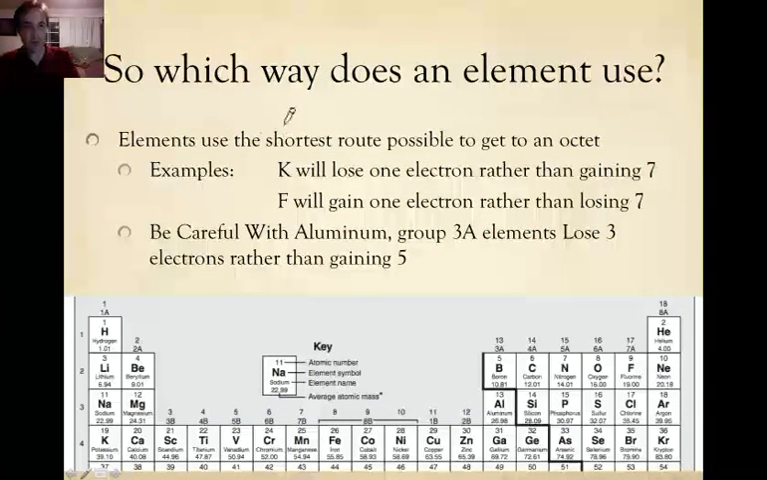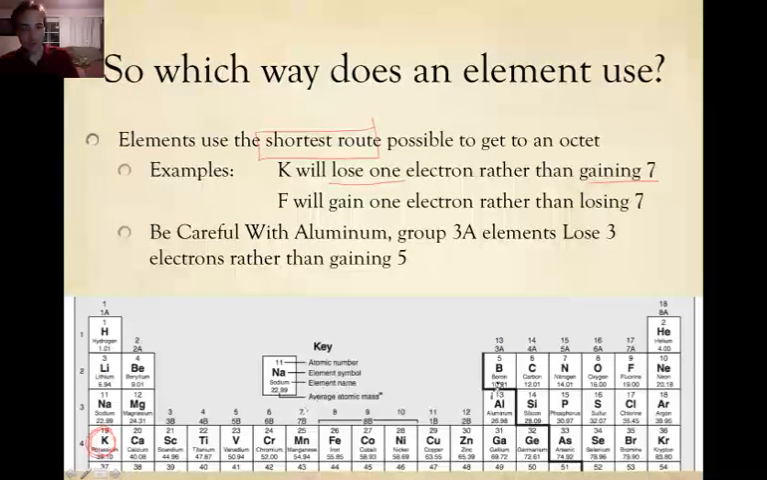So which way should it use? Well, it turns out that elements want to use the shortest route possible. So for sodium, it would rather lose that 1 than have to gain 7. It's too much work to gain 7 if you can just lose 1. Another example, very similar, notice sodium was here, potassium is just below it. Just like sodium, it would rather lose 1 than gain 7. Gaining 7 is a lot of work when you can just lose 1.